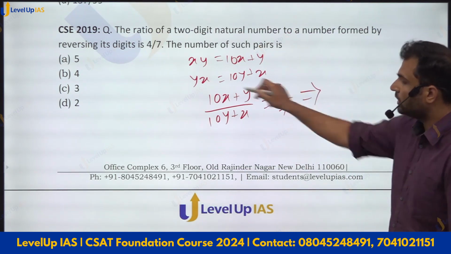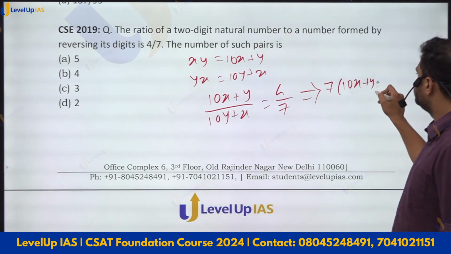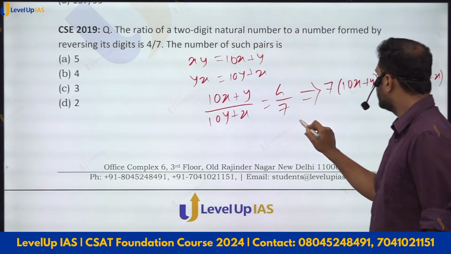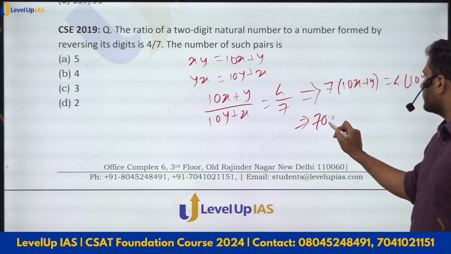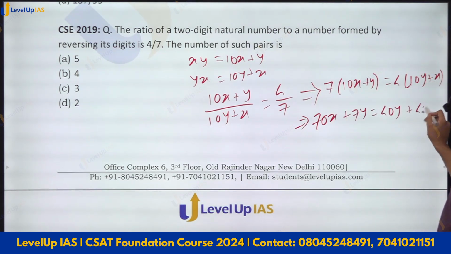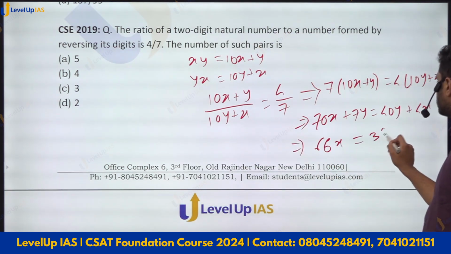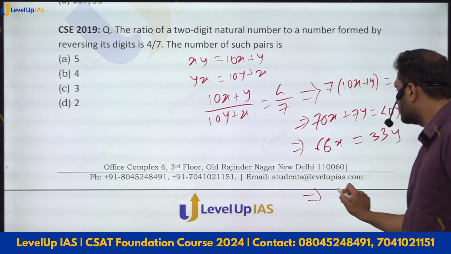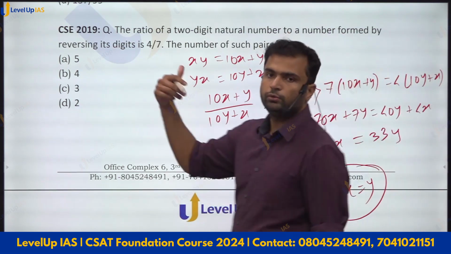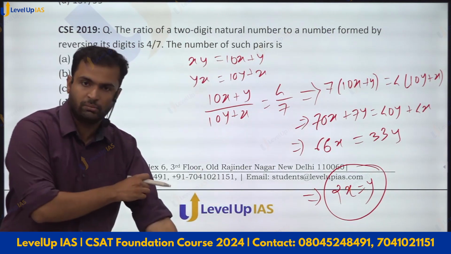So it implies, cross multiplying, we get 7 into 10x plus y is equal to 4 into 10y plus x, which implies 70x plus 7y is equal to 40y plus 4x, which gives us 66x is equal to 33y, which implies 2x is equal to y. This is the condition that we arrive at using the given condition. And now the question is, how many such numbers are possible?